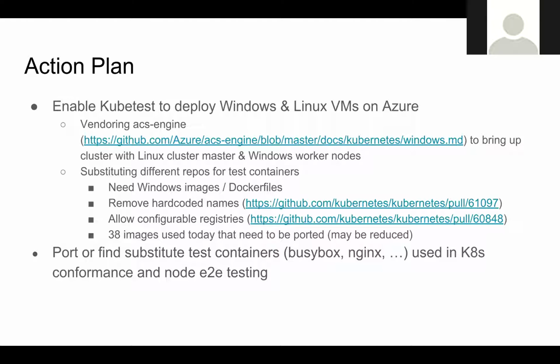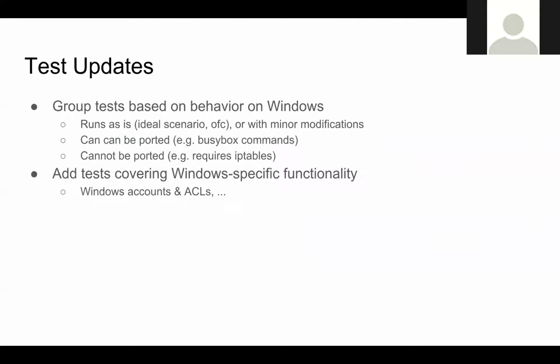And not only that, most of the containers are then used to perform actions that are Linux specific. Some of them are relatively easy to port. For example, everything that requires BusyBox, there is a BusyBox Windows port that we're using. Others are way more complicated or cannot be ported at all. For example, if a test requires iptables, of course, there is no way that we can do anything like that on Windows.